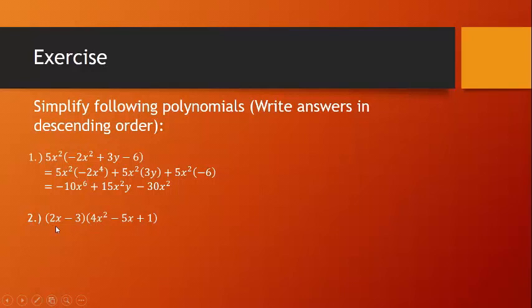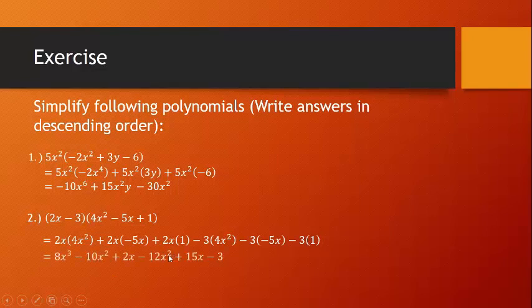Next, number 2, we have 2x minus 3 times 4x squared minus 5x plus 1. Same procedure, we just distribute the first polynomial to each term inside the parentheses. So that is 2x times 4x squared plus 2x times negative 5x plus 2x times 1 minus 3 times 4x squared minus 3 times negative 5x minus 3 times 1. Then simplify, it will result to 8x cubed minus 10x squared plus 2x minus 12x squared plus 15x minus 3.